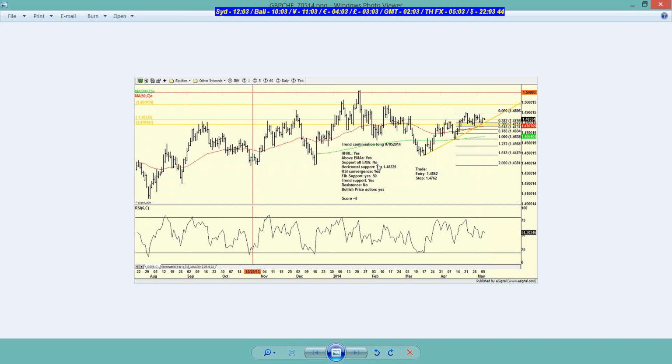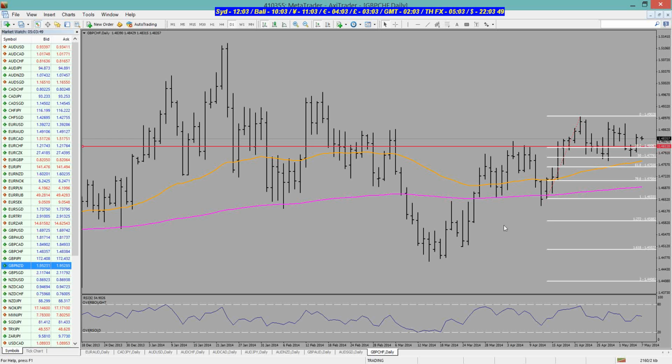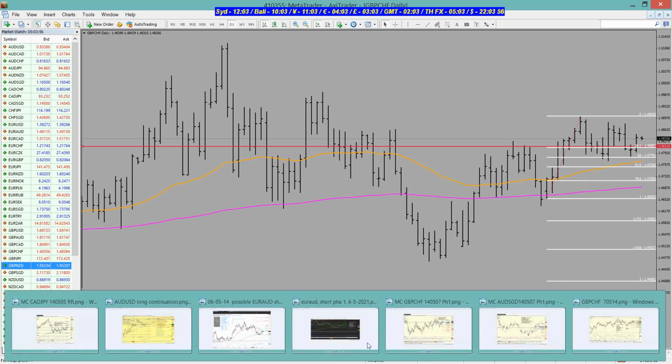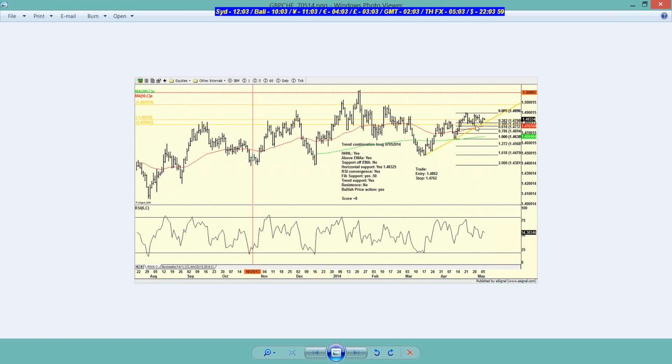So yes, above. EMA support, no. Well, you can't really say that. It's quite a distance away from that. Fair call. Yes, no. No resistance in the way. Well, the risk-reward ratio, you'd want to hope that that resistance line you've got there is not. Okay.